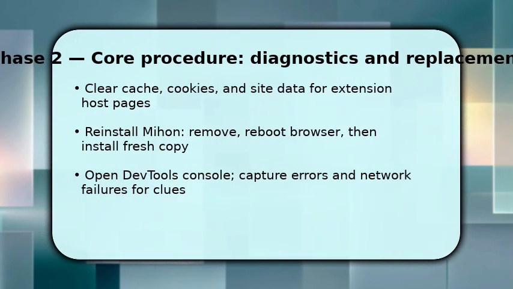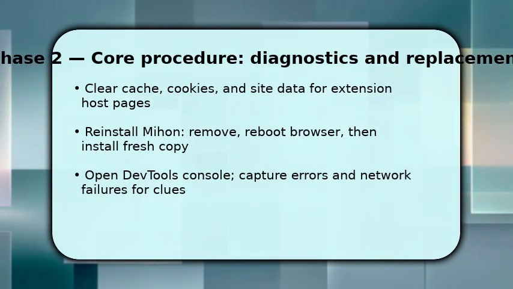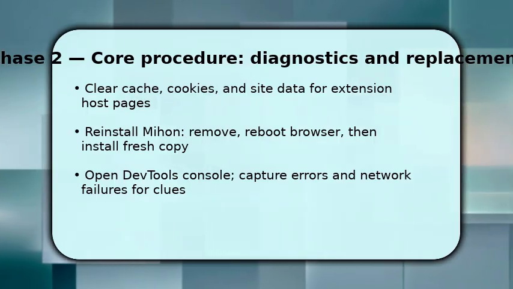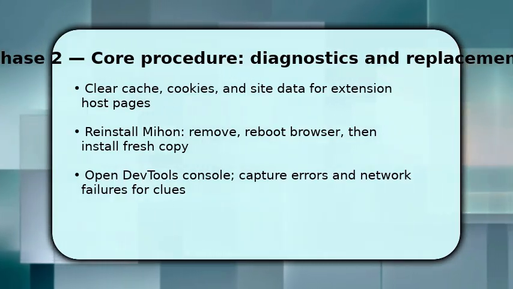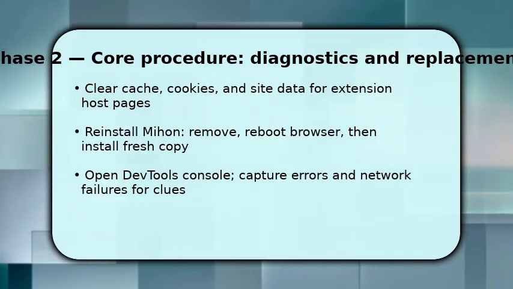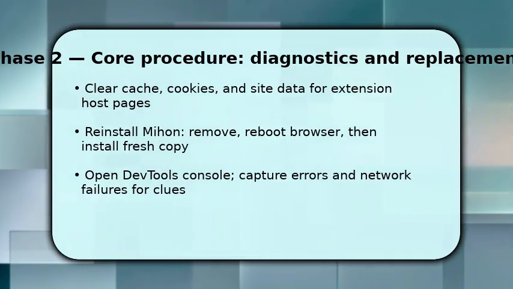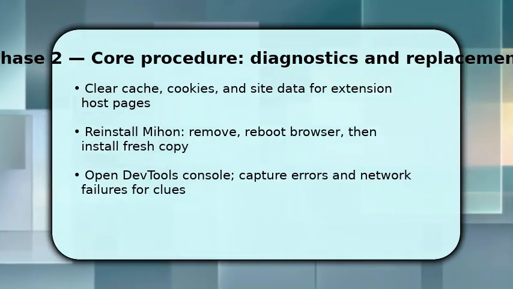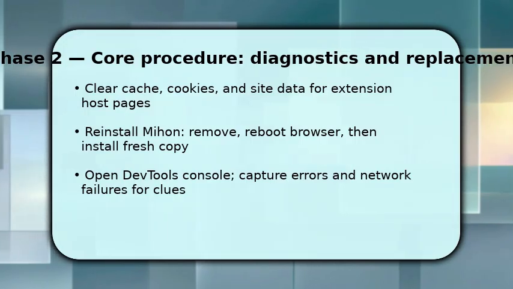Now dig into diagnostics. Clear cache and site data for pages Mihon interacts with, because stale files often cause failures. After that, remove Mihon fully, reboot the browser, and install a fresh copy. This fixes corrupted installs. Open the DevTools console and the Network tab.